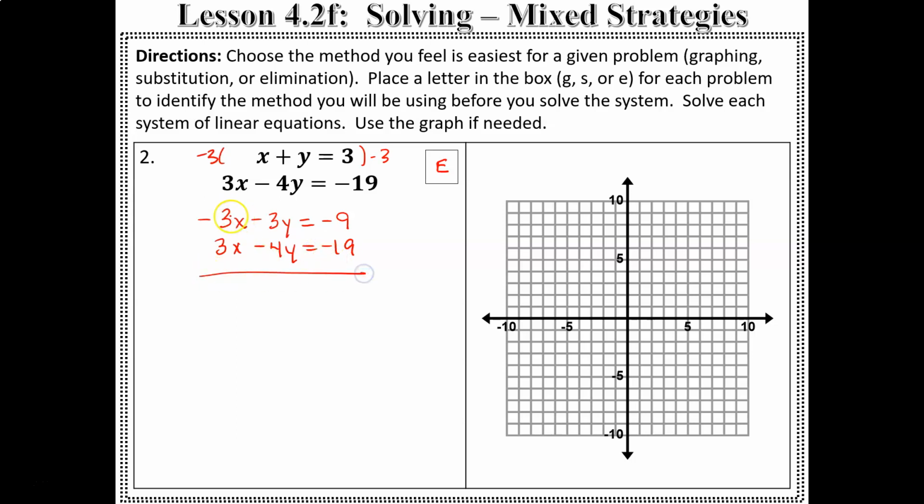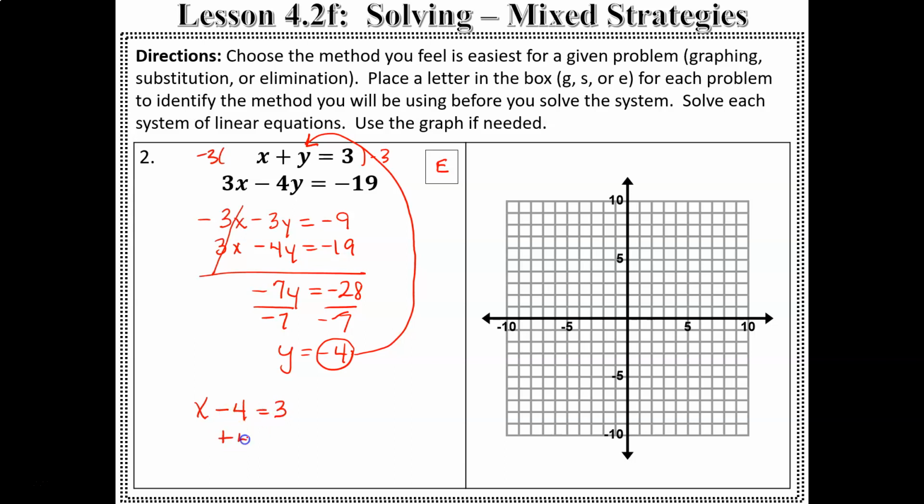I will leave the same. So I'm going to get rid of the 3x's, and I'm going to add negative 3y and negative 4y, which will give me negative 7y, and this will be negative 28. When I divide by negative 7, I have y equals negative 4. And again, I can plug this into either one. I'm going to go right here where it's easier. So I have x minus 4 equals 3. I'm going to add that 4, so x equals 7. So my answer is 7, negative 4.